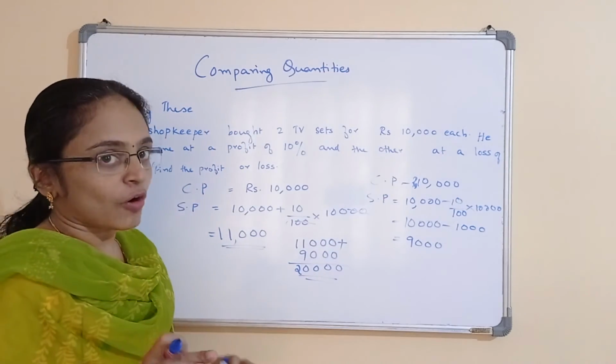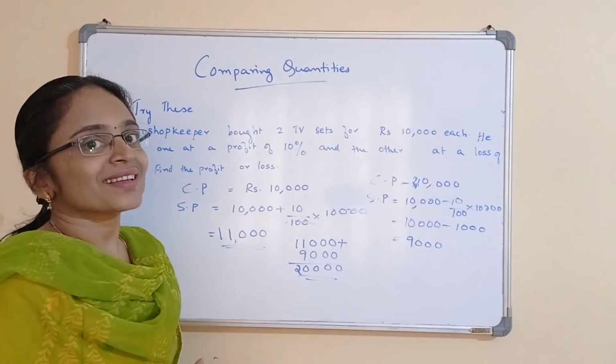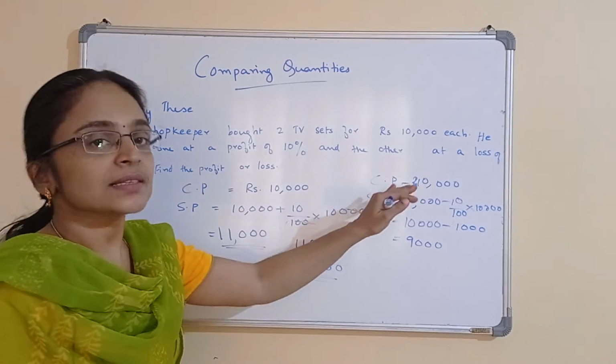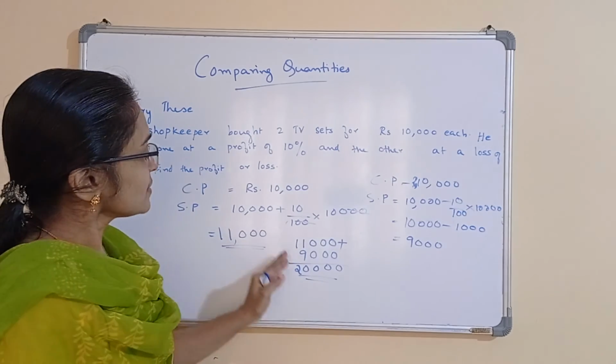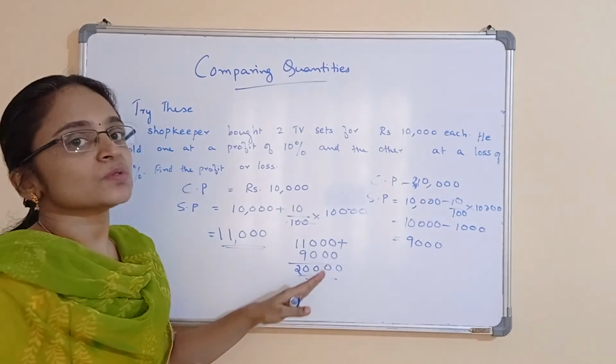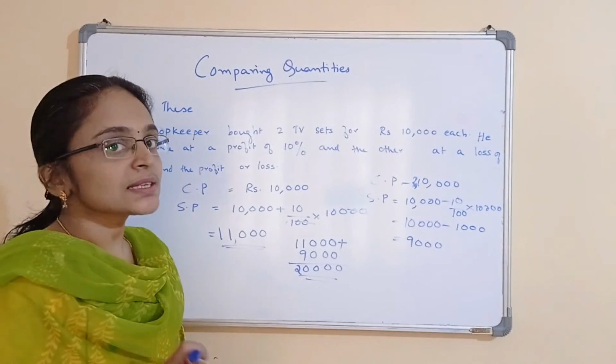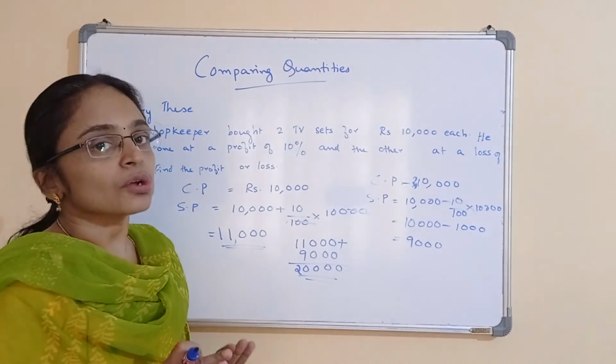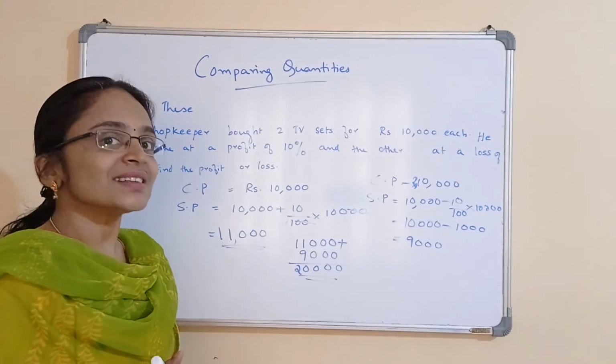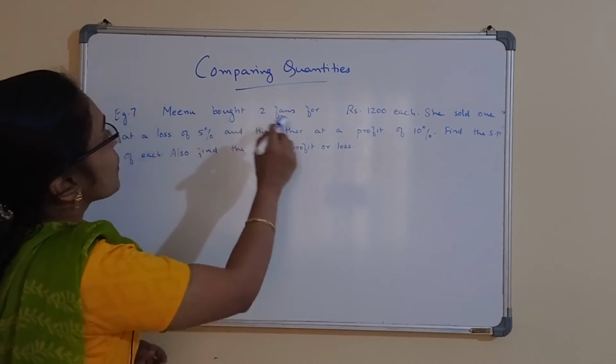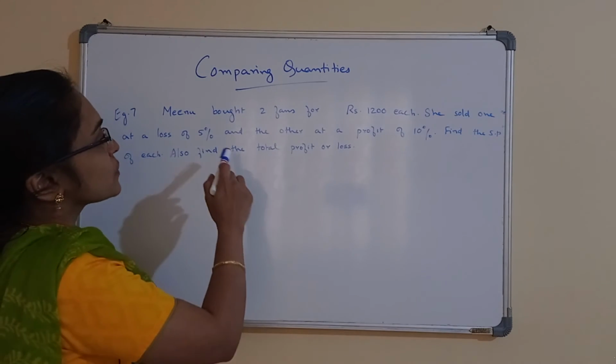He didn't have profit nor a loss, right? Total cost price is 20,000 and total selling price is also 20,000, which means he didn't have a profit or loss. Understood? Next is Meenu bought two fans for 1,200 rupees each.